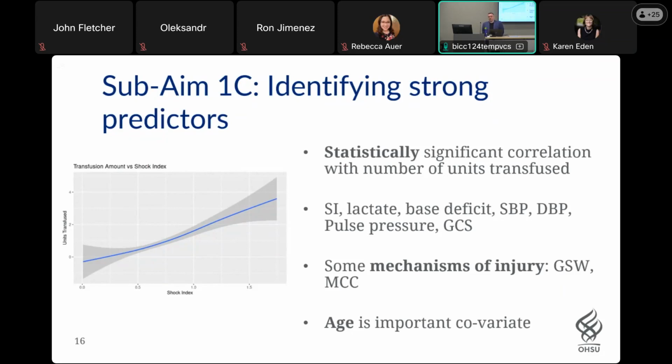Some mechanisms of injuries are indicative, and that's exactly what came up in the research. So gunshot wounds, motorcycle injuries, they require blood transfusion. Some others, like I'm going to talk in a second, they don't. And age was an important covariate.